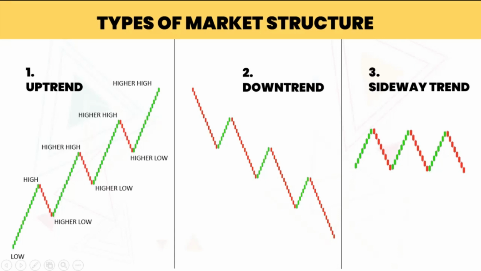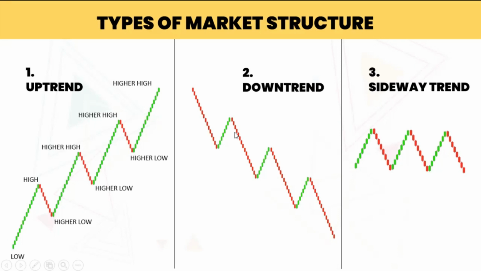But these are the three types of structure: the uptrend, the downtrend, and the sideways trend. So this structure, you should not forget it. It will become your second nature as you begin to trade, okay? But for now, you should know that in the case of an uptrend, the market will create higher highs and higher lows. Do you understand me?